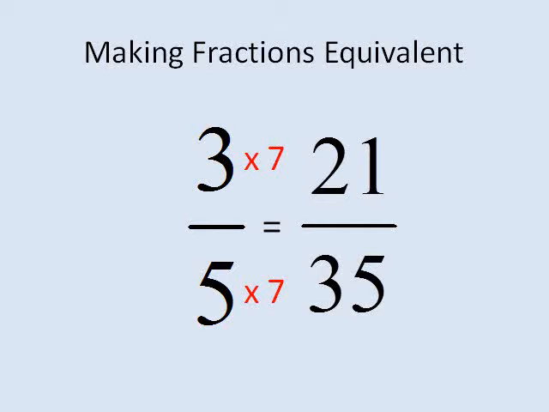3 times 7 equals 21, and 5 times 7 equals 35. The answer is 21/35. 3/5 and 21/35 have the same value and are equivalent.